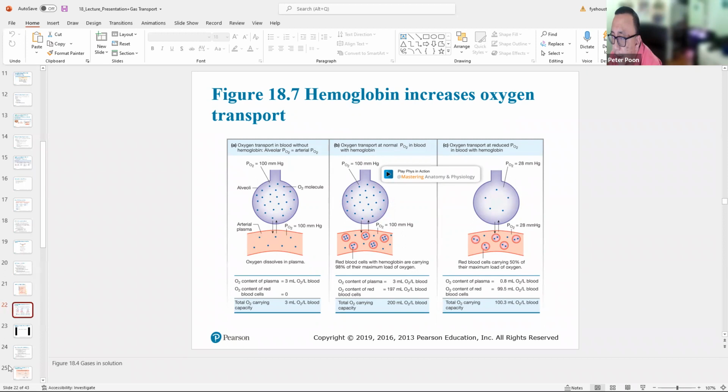So this is what your oxygen levels would look like if you had no red blood cells. You would just have oxygen dissolving in the plasma. That's not a lot. Here, you have oxygen dissolving in the plasma and the hemoglobin. So hemoglobin will suck it up, and then more will dissolve into the plasma, and the hemoglobin will suck it up, and more will dissolve into the plasma. All right, so let's watch the video.